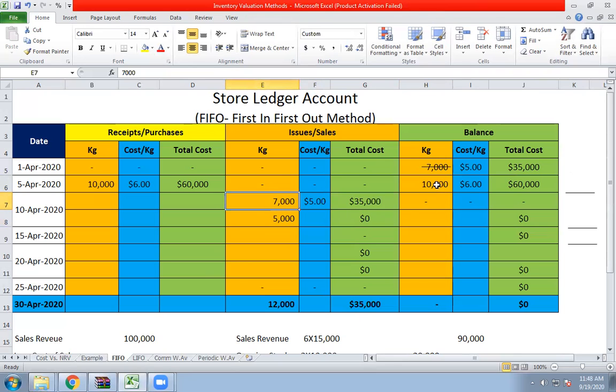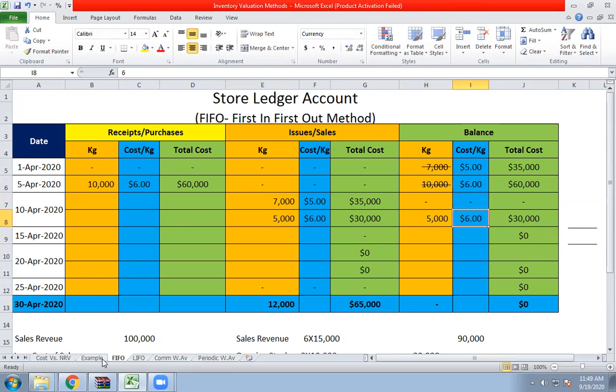I will also issue 5,000 from this 10,000, and the value of this 10,000 is $6, making a total of 30,000. I will also put a line on this 10,000 because I am only left with 5,000 kg at the moment, whose value is 6, because this is the material which I purchased on 5th April. I have issued 5,000 out of it. Now I have a remaining balance of 5,000, which is valued at 6. This is my updated current balance till 10th April 2020.